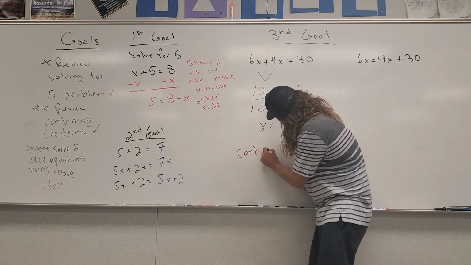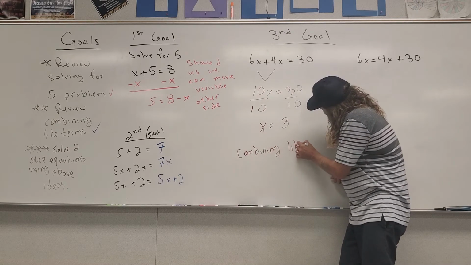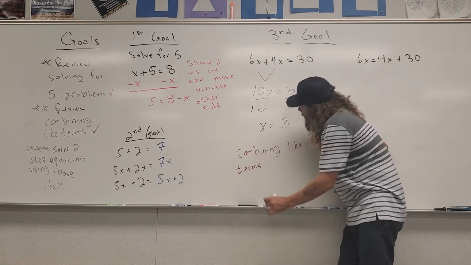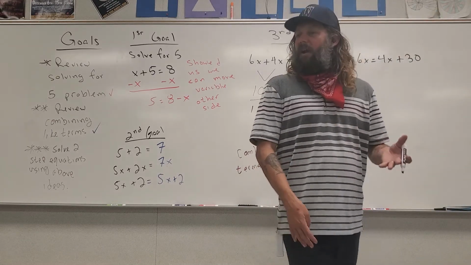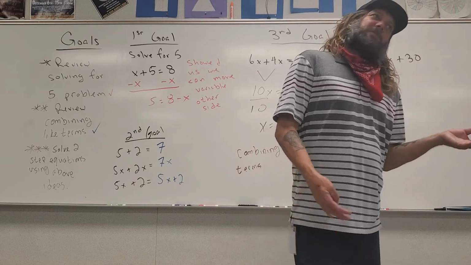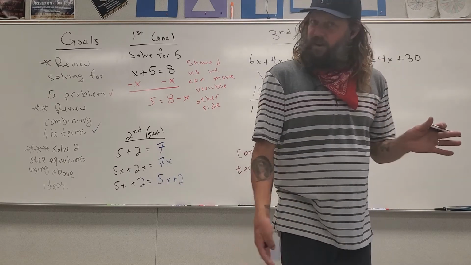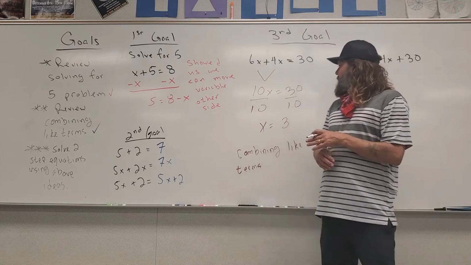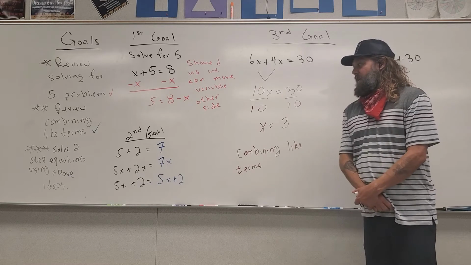Combining like terms. When we start to write our cheat sheet out, we're going to elaborate about combining like terms. It'll say something like step 3, combine like terms on each side of the equal sign. That way it's a clue for you to know that we are doing something like this. All right, so that's what combining like terms looks like.